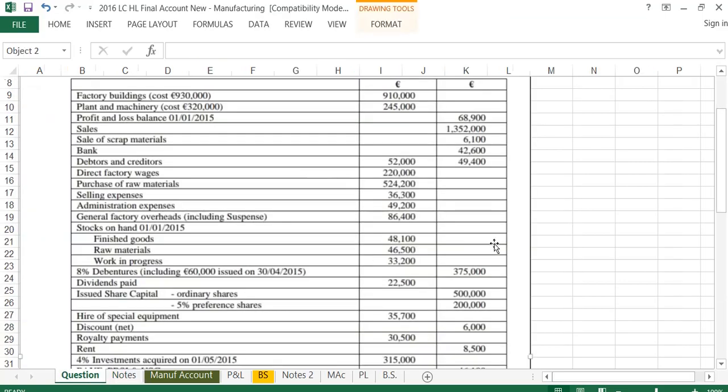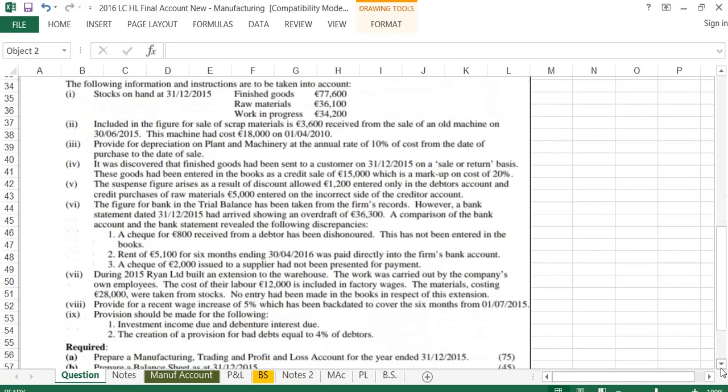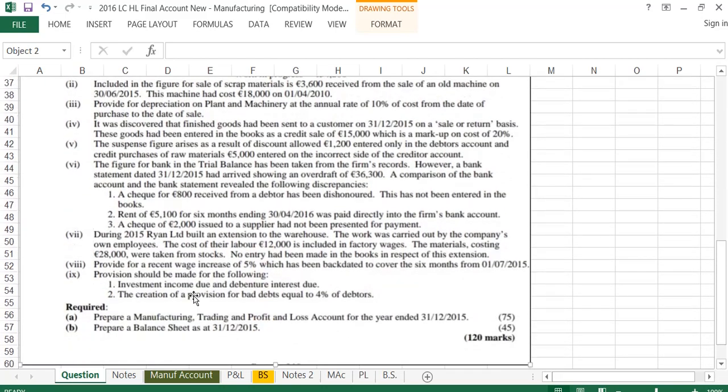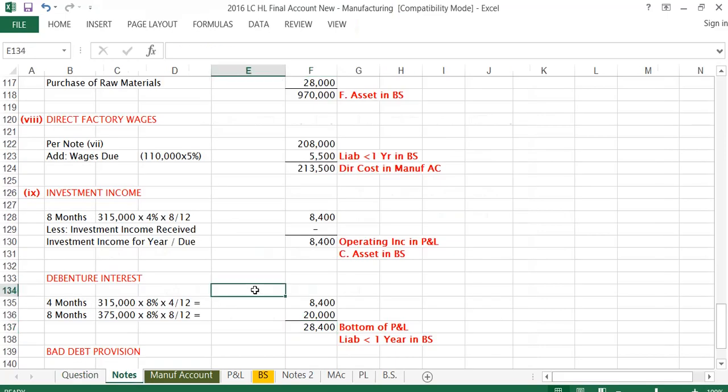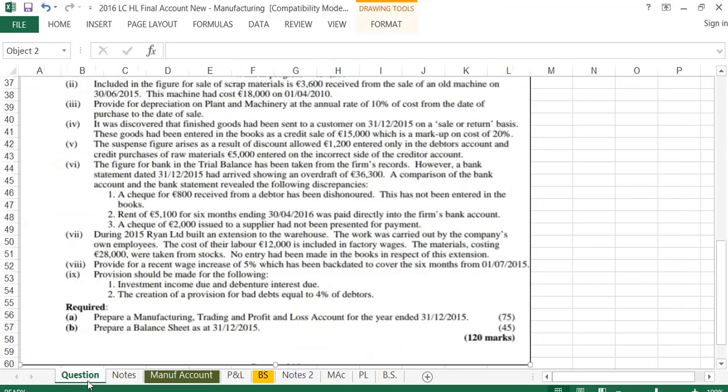And the last note we have to do here then is note 9. We have to create a provision for bad debts equal to 4% of debtors. Because we're creating the provision, there is no bad debt provision already, so there's no increase or decrease in bad debt provisions. We're just setting one up. Now to get the provision for bad debts, it says that it is 4% of debtors.